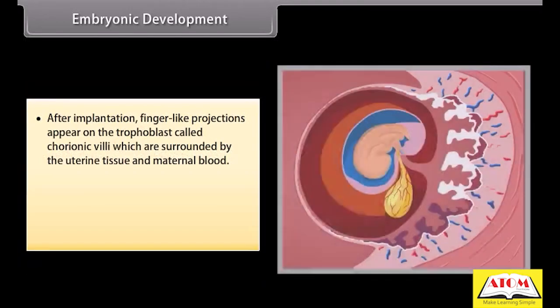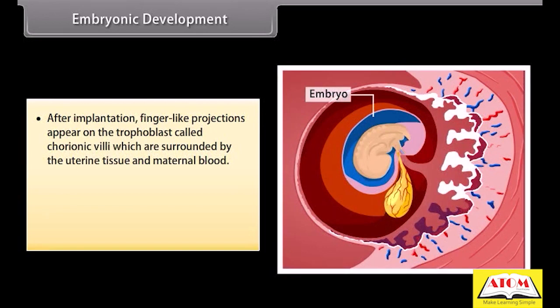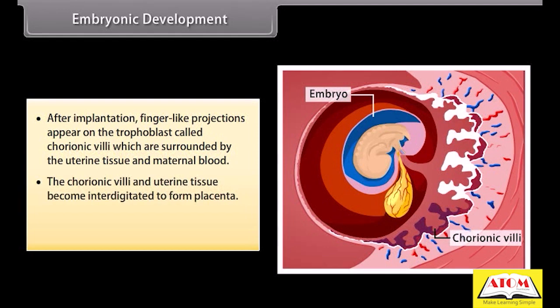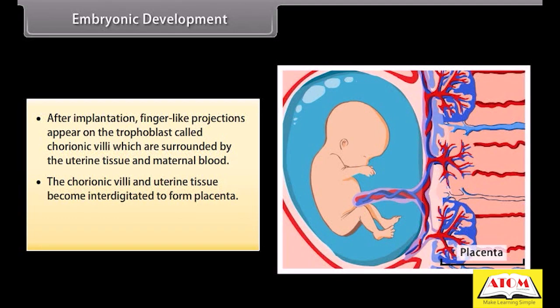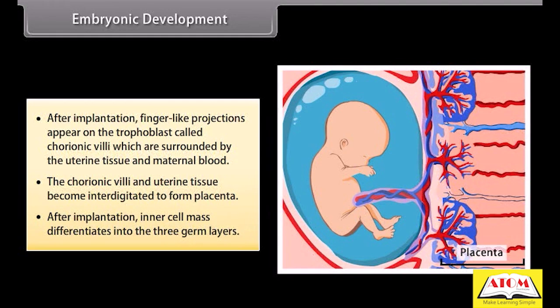Embryonic development. After implantation, finger-like projections appear on the trophoblast called chorionic villi, which are surrounded by the uterine tissue and maternal blood. The chorionic villi and uterine tissue become interdigitated to form placenta. After implantation, inner cell mass differentiates into 3 germ layers.